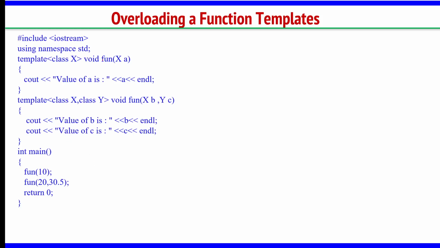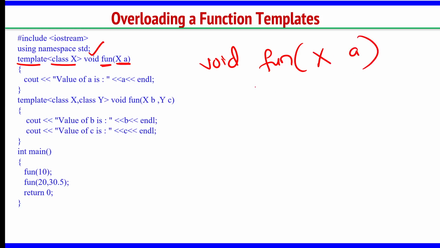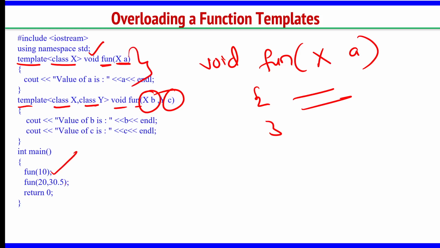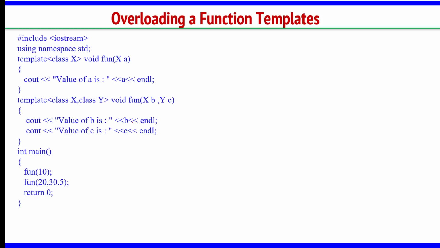See, I am having a function fun. So template class X, void fun of X a. That's what we have to write, void fun, the template type and the variable name, and you write your business logic here. Then same, I am having template class X and class Y, void fun X b and Y c. See, I am calling function with 10, this block is executed. I am calling with 2, this block is executed. We can even overload functions, or function templates. We can overload function templates. So this is about function templates.